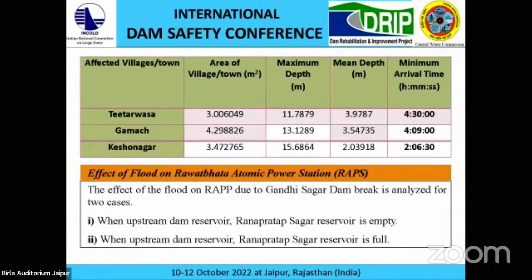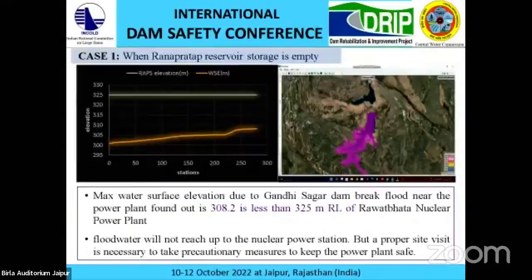When Gandhi Sagar dam is broken, and at the same time Rana Pratap Sagar is empty, we have considered this as one case. In the second case, the upstream dam D1, that is Gandhi Sagar, is broken, and Rana Pratap Sagar is full. So we have considered these two cases. We found that if Rana Pratap Sagar is empty, there will be no harm to the Rawatbhata atomic power plant, because water will not go up to that point.